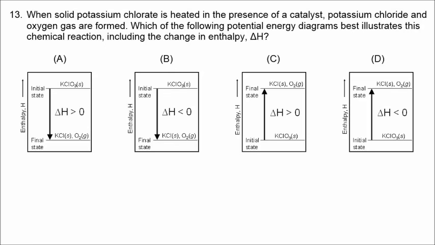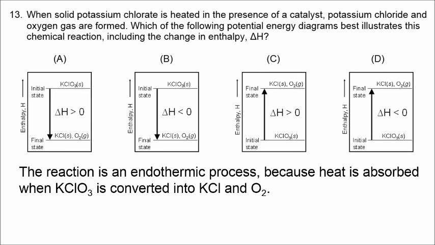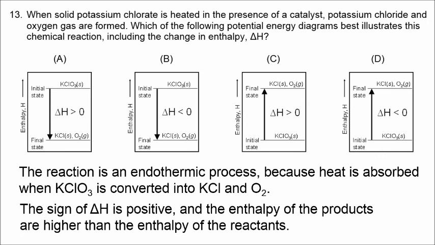In number 13, it's talking about potassium chlorate, which is KClO3, decomposing into potassium chloride, KCl, and oxygen. This reaction is an endothermic process because heat is absorbed to convert potassium chlorate into the products. If the sign of delta H is positive for an endothermic reaction, that means that the enthalpy of the products is higher than the enthalpy of the reactants.